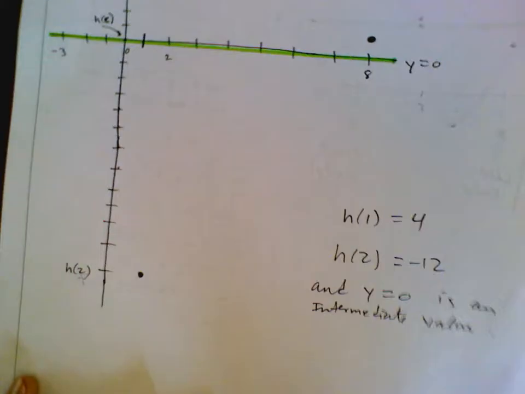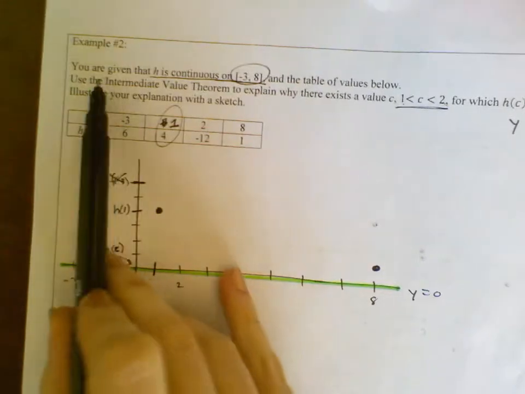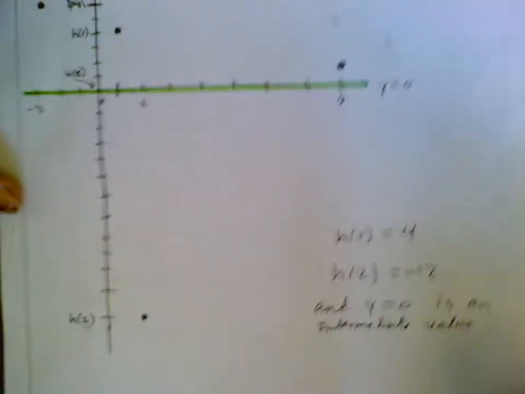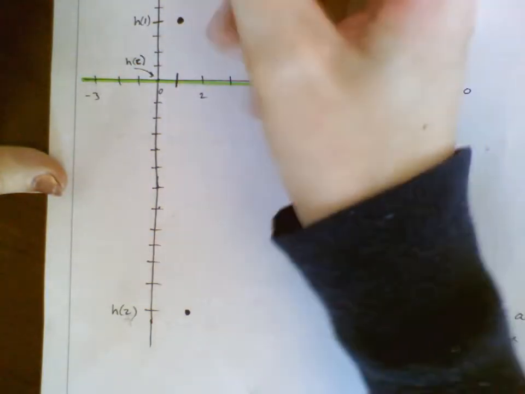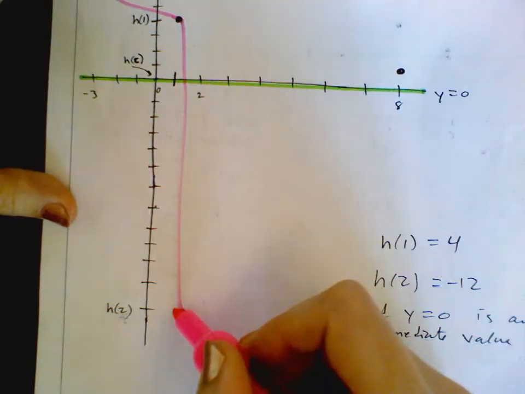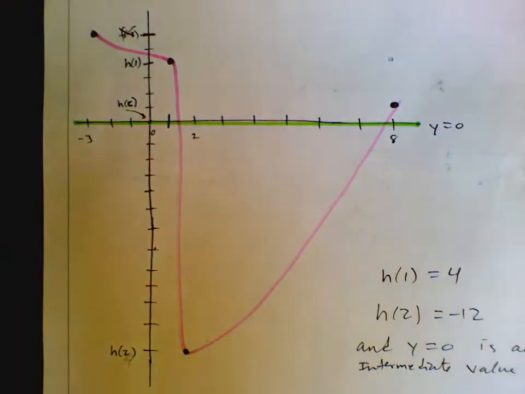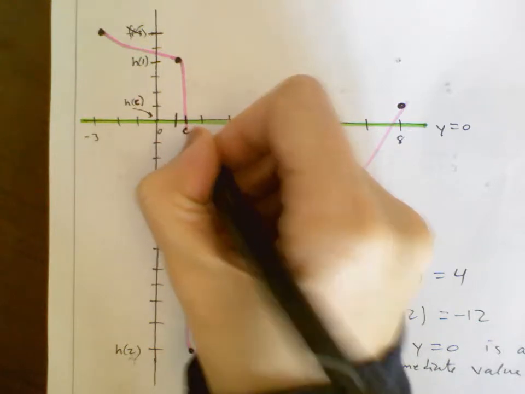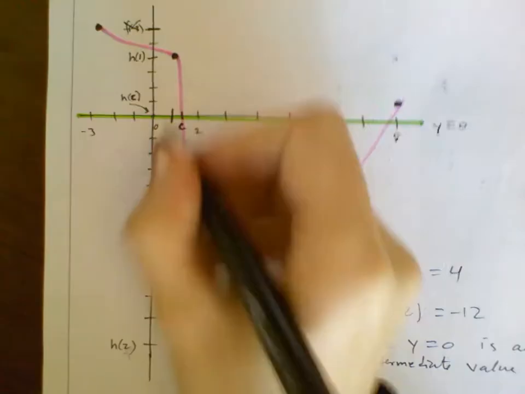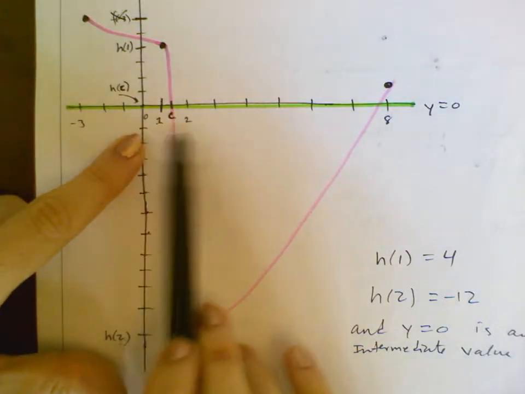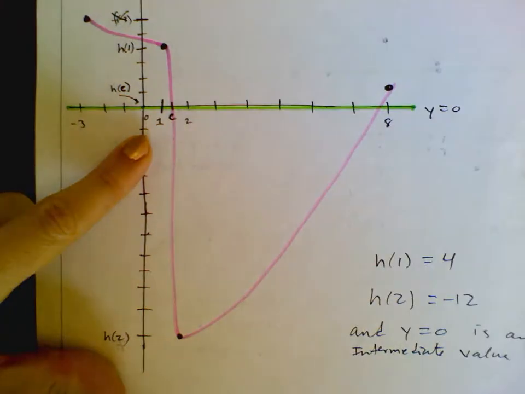Now, this table of values here does not share a point with this green line. However, we know that H is continuous on negative 3 to 8, so I can connect all of these points. This gets connected to there, which goes almost vertical down there, and then it looks like that. And right here, guys, where the graph hits here, that would be that C value. And this is 1 right there. So we've got this value of C between 1 and 2 for which H of C equals 0.